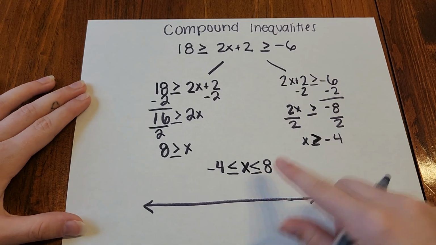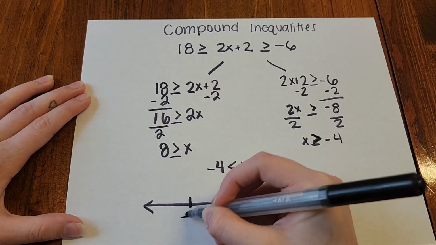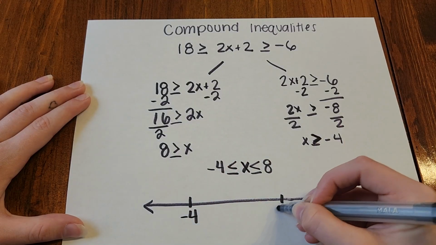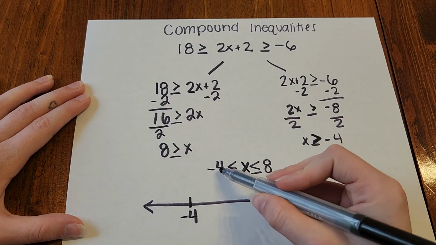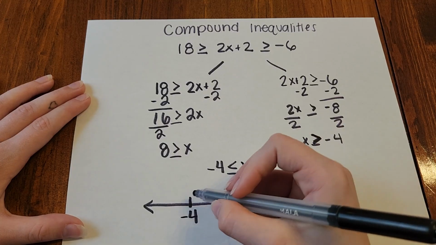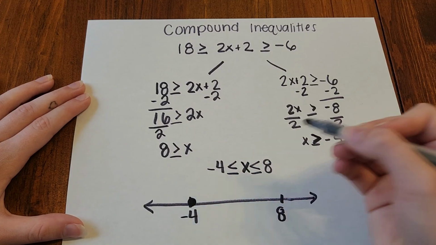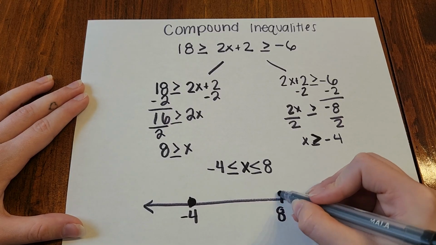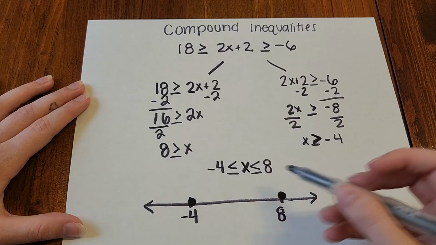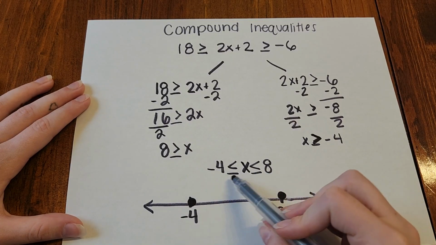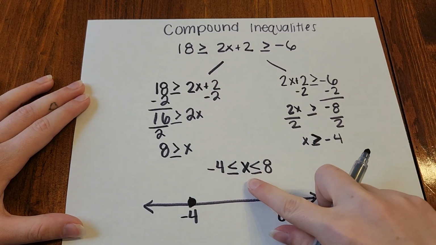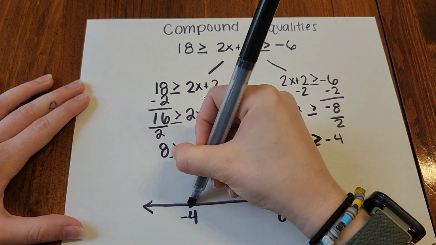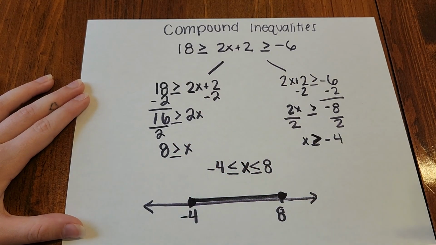So the way we're going to graph this is we're going to find -4 on our graph and 8 on our graph. This -4 is next to a less than or equal to sign, so it's going to be a closed circle. And this 8 is also next to an or equal to sign, so it's also going to be a closed circle. Because this is all one inequality and it doesn't have the word OR in the middle, we're going to just draw a line connecting those two dots, and that's how we're going to graph it.